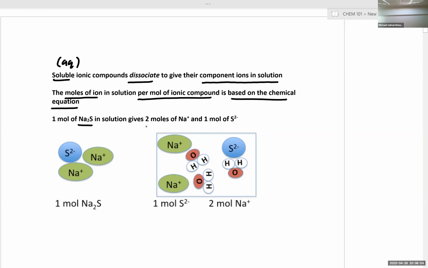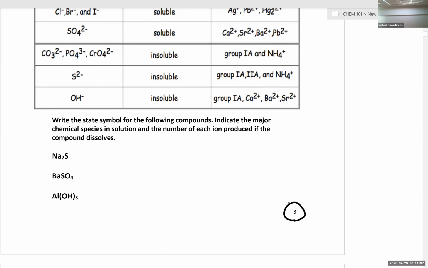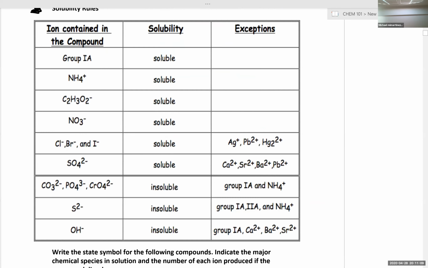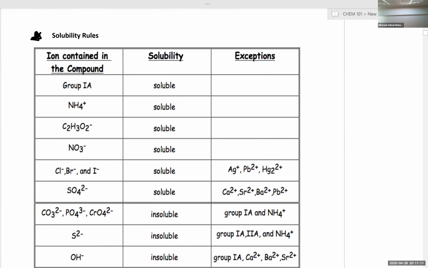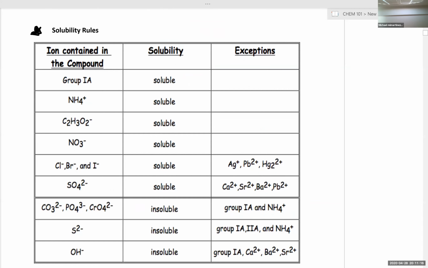This is mostly review. Now, this is a table that you're going to have to memorize. So this table on page 3 of the notes, you're going to have to become quite familiar with. This is our solubility rule table. So let's go through this piece by piece.